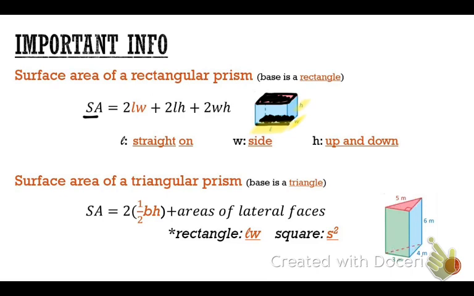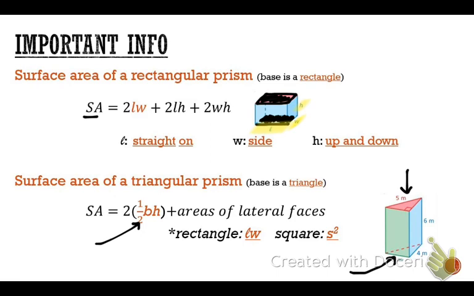The surface area of a triangular prism has its own special formula. You're going to take the surface area equals 2 times, now I want you to notice this, half times base times height. Isn't that familiar to us? That's the formula for finding the area of a triangle. So as we know, there's one triangle here, we can consider that the top, but then there's another one at the bottom, okay? So we've got a top and a bottom, or we have two bases.